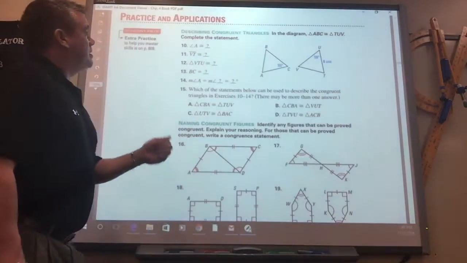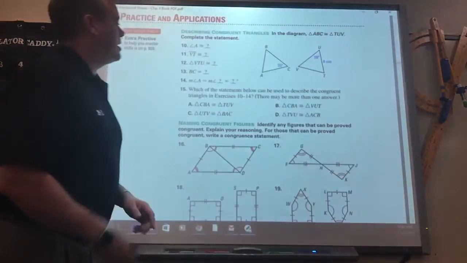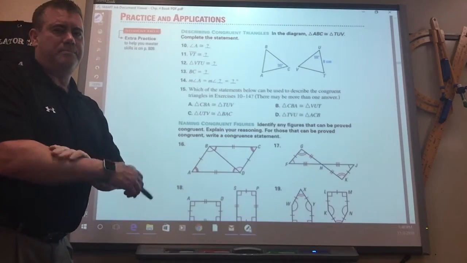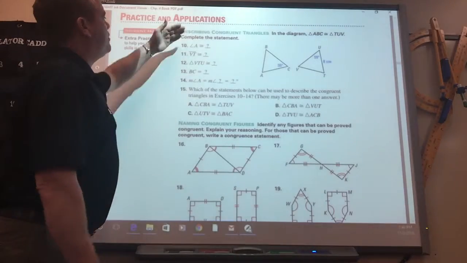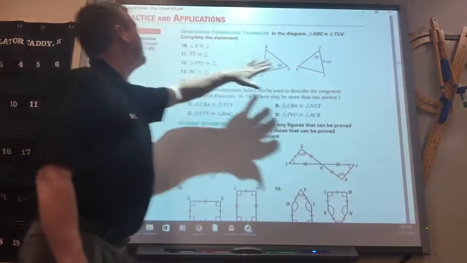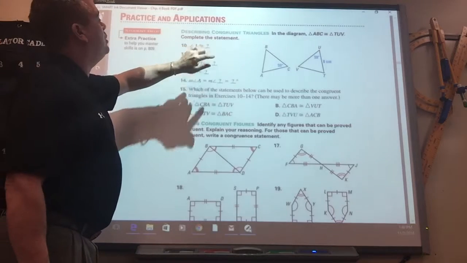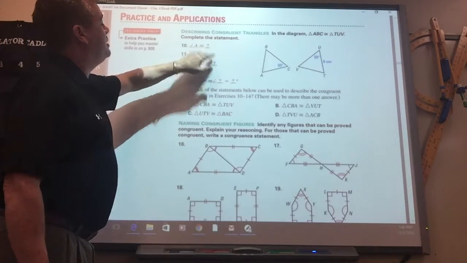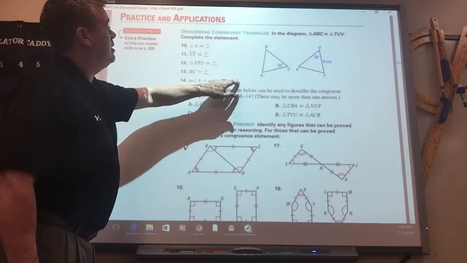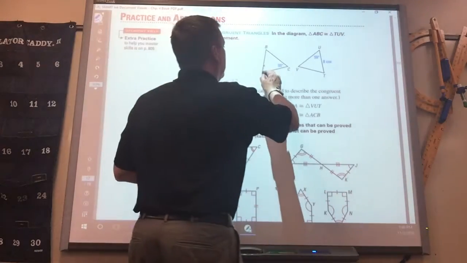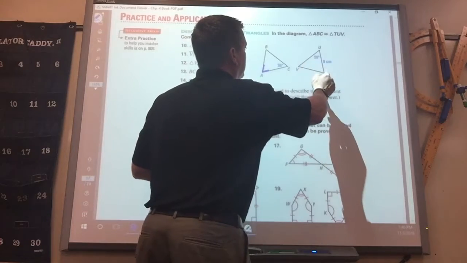On your assignment, I just want to point out a couple things and then we'll do a couple together. You can just put them out of order on your paper, that's fine. These first ones here, you're looking at this. When it says just angle A is congruent to what, it doesn't ask for how many degrees it is. So all you got to put is angle A is the same as which angle over here.